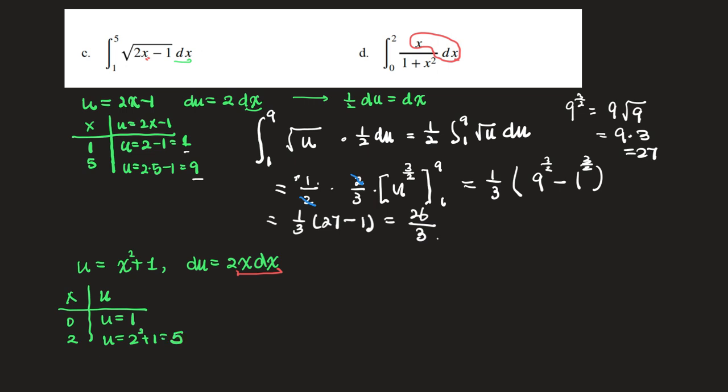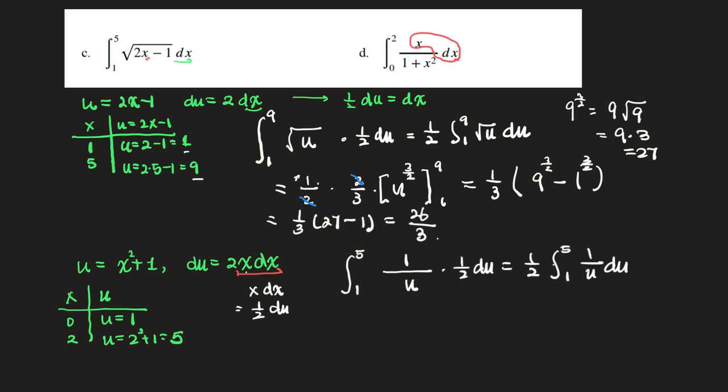Right? So now we're going to substitute. Here, integral from 0 to 2 becomes 1 to 5. x squared plus 1 is u. x dx is going to be 1.5 du. So the number is outside: 1.5 integral from 1 to 5 of 1 over u du.